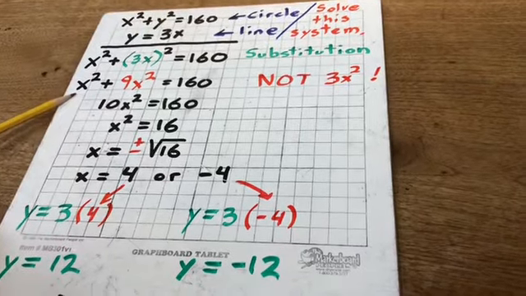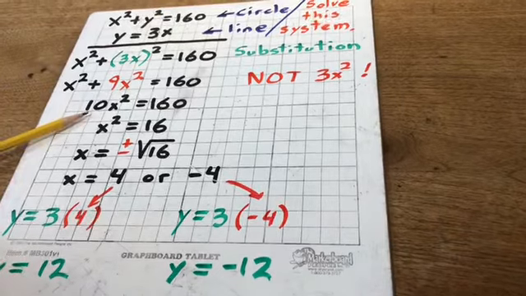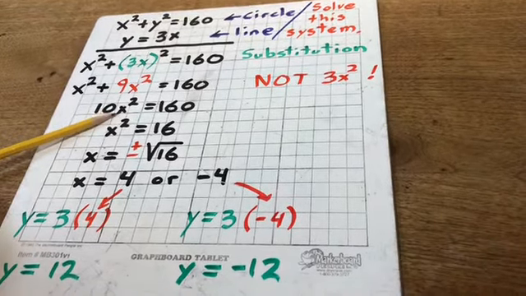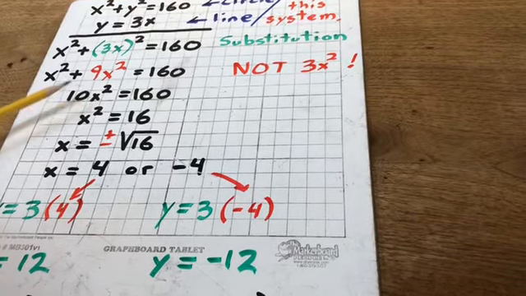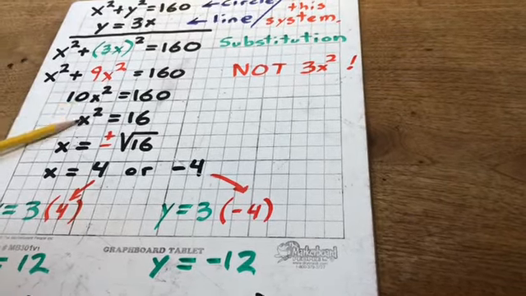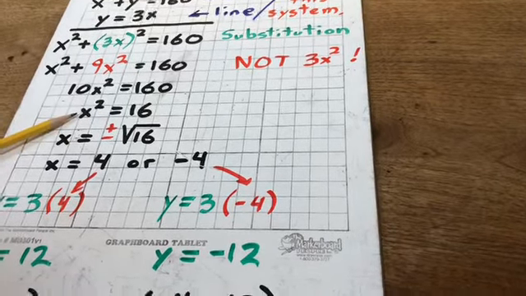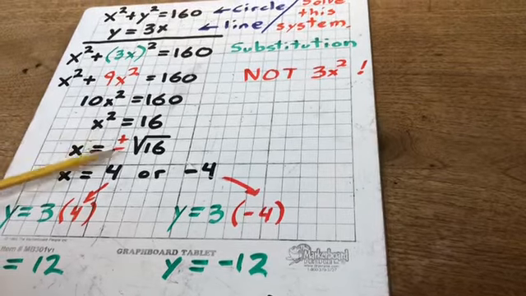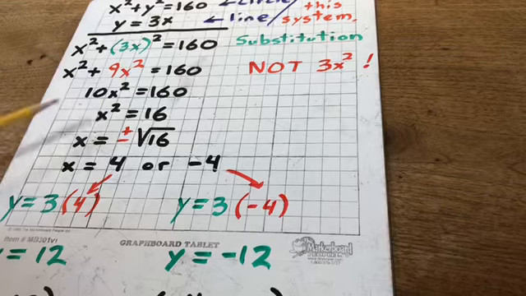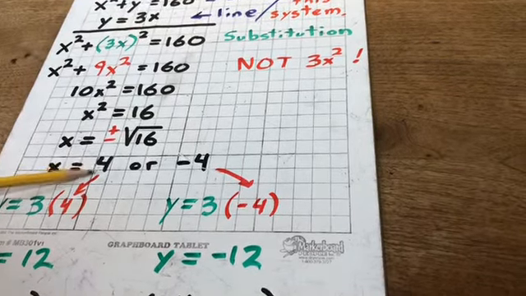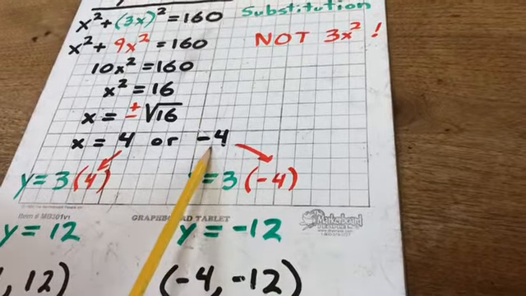We'll add our like terms together. One of these plus 9 more gives us 10 of those things. The x squared is still x squared, not x to the 4th. No. Divide off the 10 from both sides, and then take the square root of 16. But when you do, remember, in an equation like this, you have to consider both the square root of 16, which is 4, and its opposite, which is -4.